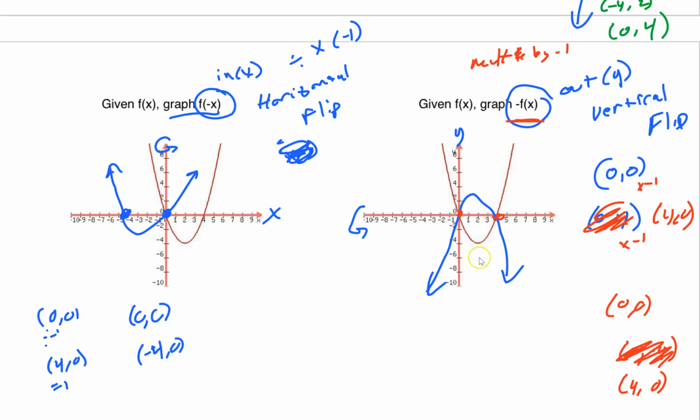So nothing changed there. Let me look at this point instead. 2, -4. Multiply that by -1, and you get 2, 4. There we go. That moved up. Right. So that's what you do with flips.